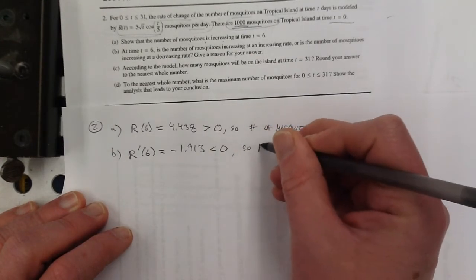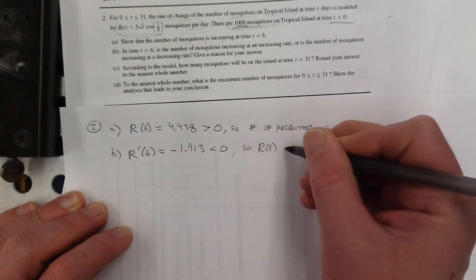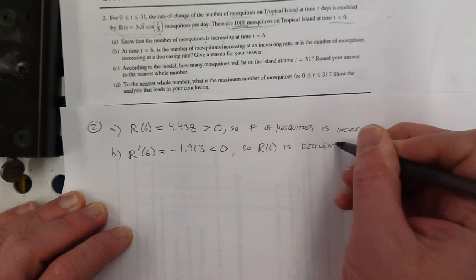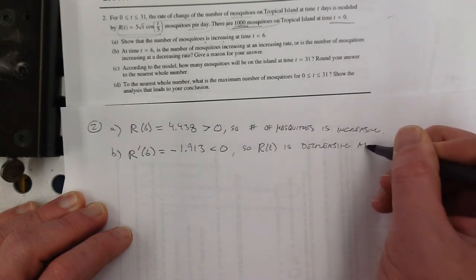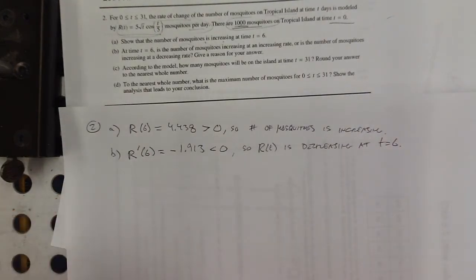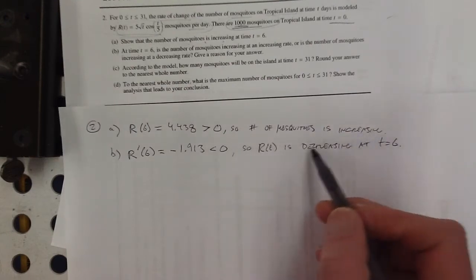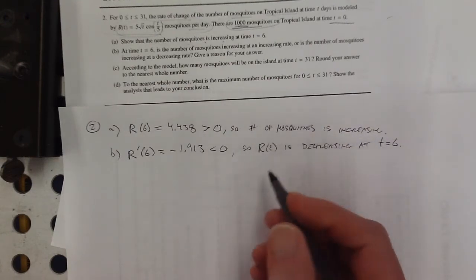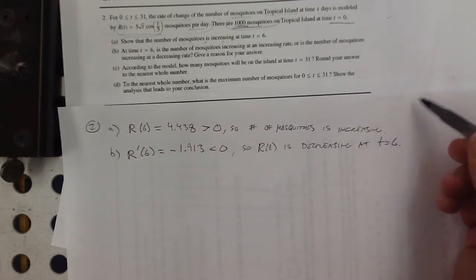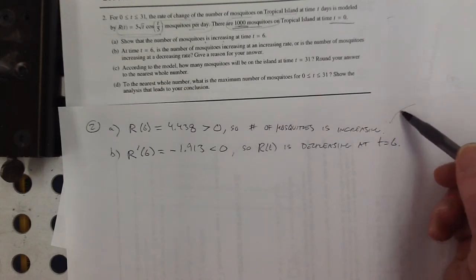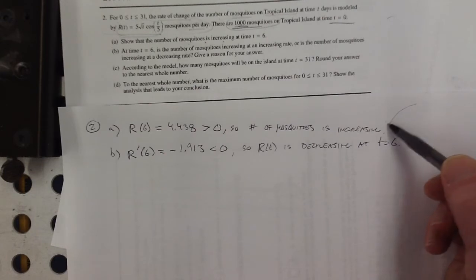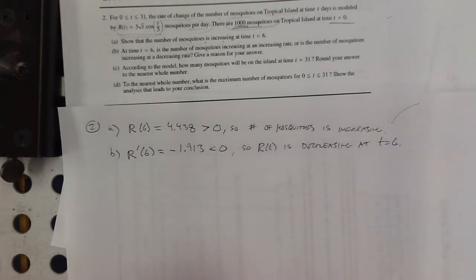So R(t) is decreasing at time 6. Right? What does that mean? Well, the number of mosquitoes is increasing, but the rate that it's increasing at is decreasing. So it's like increasing but concave down. If you were looking at a graph of the actual number of mosquitoes, it would be increasing but concave down. So the number of mosquitoes is still going up, but the rate that it's going up at is decreasing.